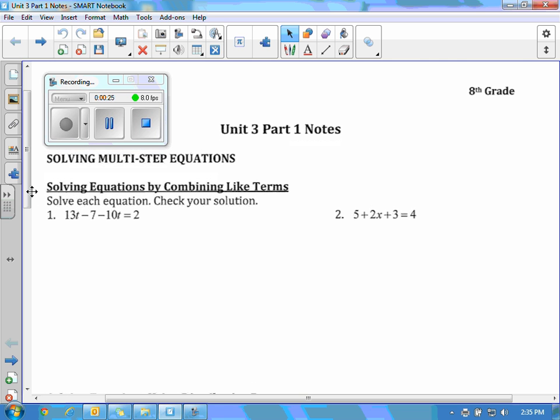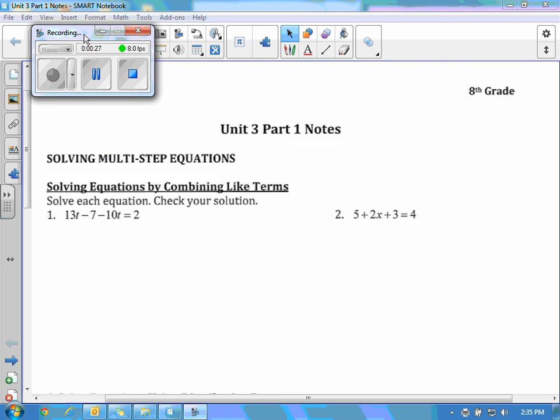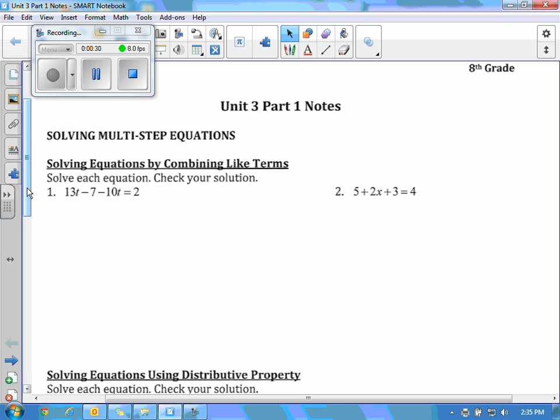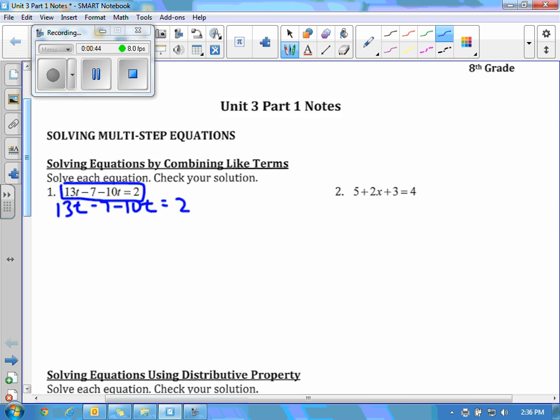So the first one says to solve equations by combining like terms. It says solve each equation, check the solution. The first thing we're still going to do is box and rewrite the original first. So I have 13t minus 7 minus 10t equals 2. Now at this point I'm going to rearrange it so the like terms are next to each other. So I have 13t minus 10t minus 7 equals 2. 13t minus 10t is 3t, so I have 3t minus 7 equals 2.